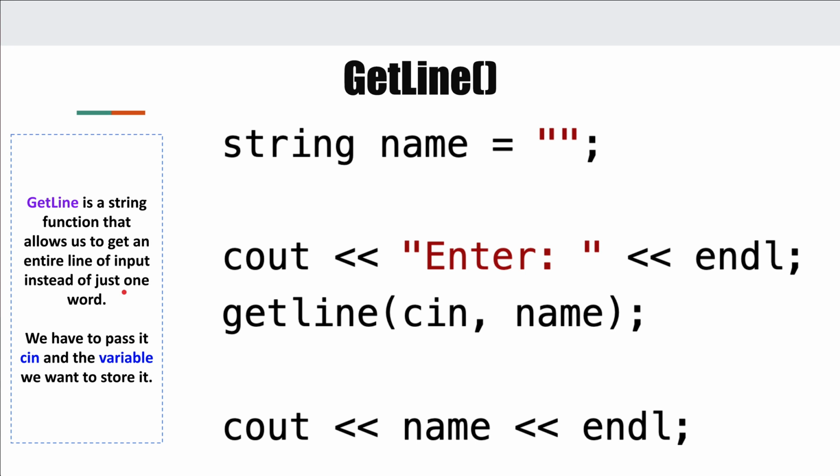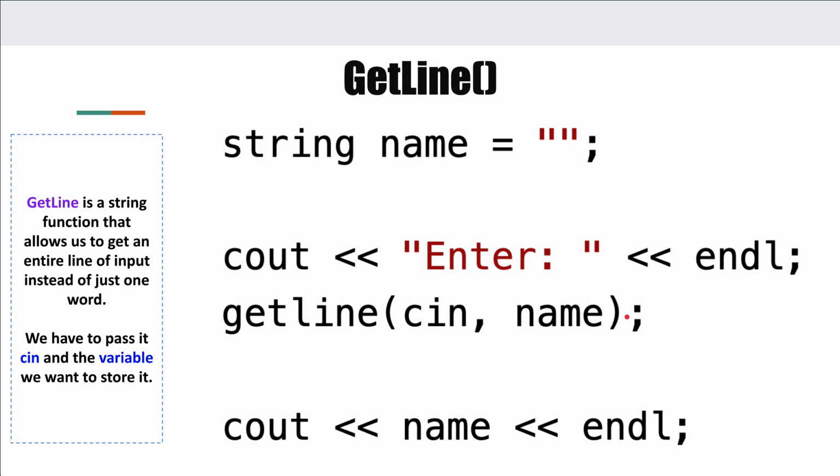Well, we're kind of getting a little bit more advanced now. What if we need a sentence? Okay, getline is going to help us do this. We need to pass it cin and the variable we want to store it in. So here I created an empty variable because I want to store the whole sentence there. And I asked the user to enter, and then I just call getline and I pass it cin and the variable name that I wanted to store it in, and it's going to handle it. So now it should be able to take an entire sentence.